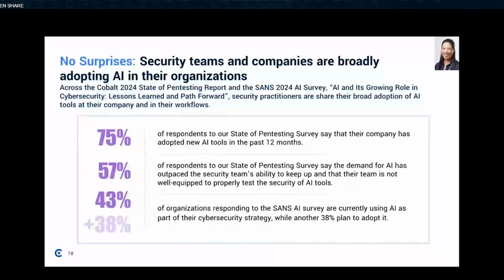So it's no surprise to any of us here that security teams and companies are broadly adopting AI in their organizations. I don't think it's possible to attend a tech or security conference or webinar or meetup where AI is not a significant topic of discussion. Certainly the tech landscape in 2023 throughout 2024 is being defined by a proliferation of AI-powered tools. And throughout 2023 and into 2024, at Cobalt, we have been performing manual pen testing on artificial intelligence systems. We've seen a significant increase in the demand for this type of penetration testing as companies embrace all things AI.